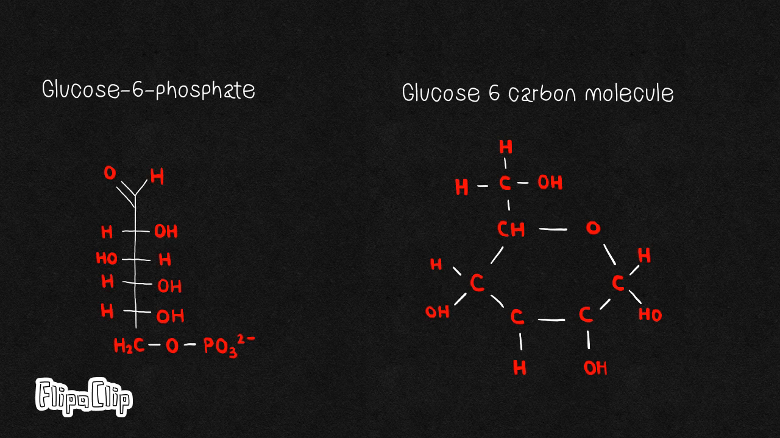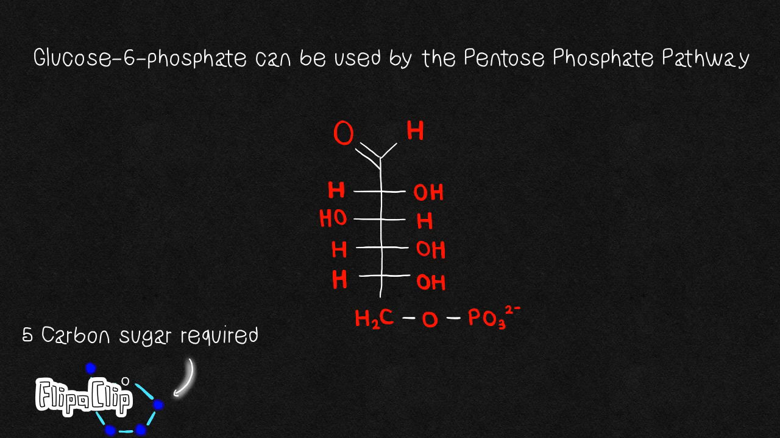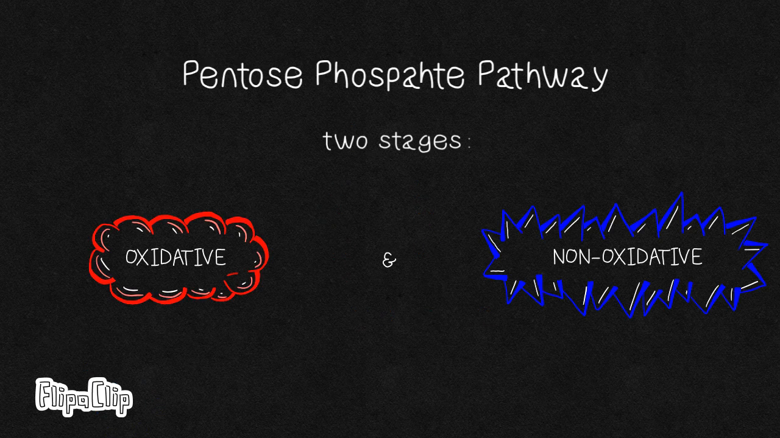Glucose 6-phosphate is produced from the glucose 6-carbon molecule. Any accessible molecules of glucose 6-phosphate can be utilised by the pentose phosphate pathway, whether they are made by glycolysis or not. However, a 5-carbon sugar molecule is required. Two stages make up the pentose phosphate pathway: the oxidative and non-oxidative phases.